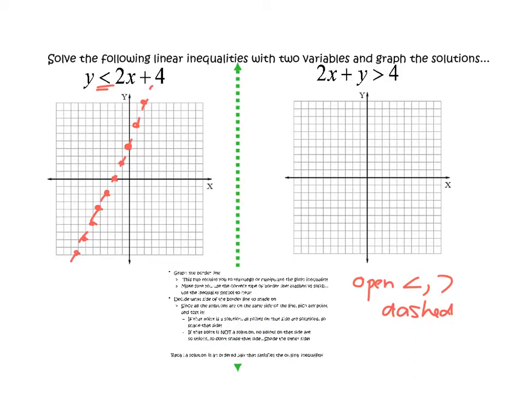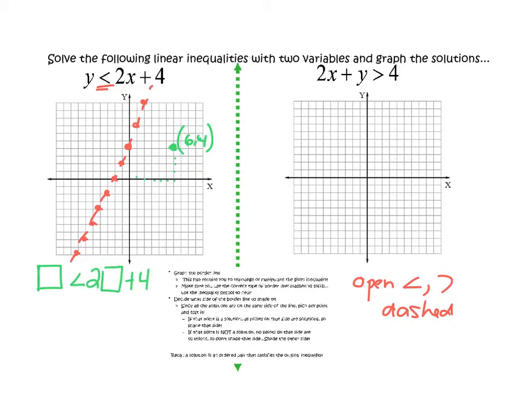So let's just go ahead and pick a random point to test. I'm going to test this point right here. 1, 2, 3, 4, 5, 6, 1, 2. So this is the point 6, 4. So if it's a solution, it should satisfy the original inequality. So the y value would be less than 2 times the x value plus 4.